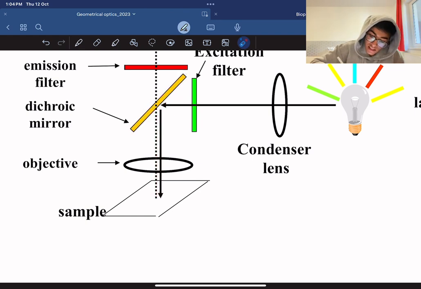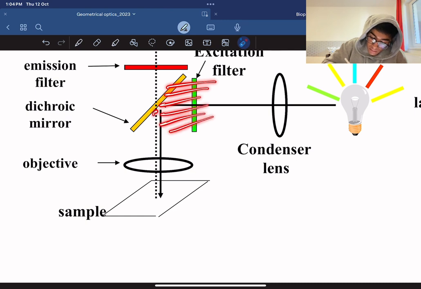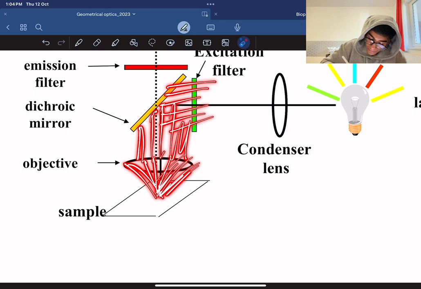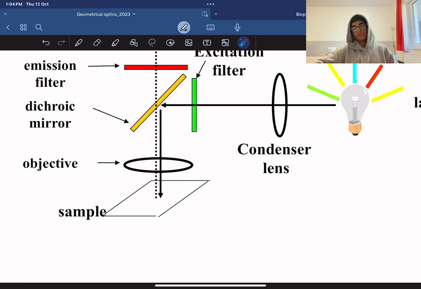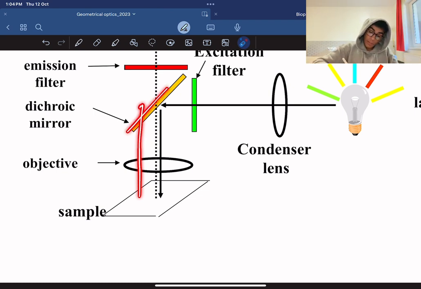The objective lens again does the same thing. So let's suppose all of the green particles come like this, okay? They will condense all the way like that, okay? So that's the objective lens. Then what happens is, the fluorescent molecules absorb the radiation. They become excited and emit fluorescent photons. Then those photons will pass through, because those photons have a certain wavelength, and that wavelength can pass through the dichroic mirror. So that passes through.